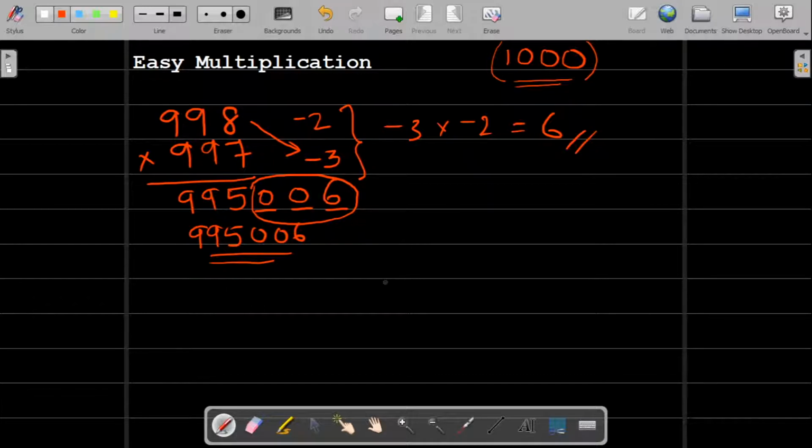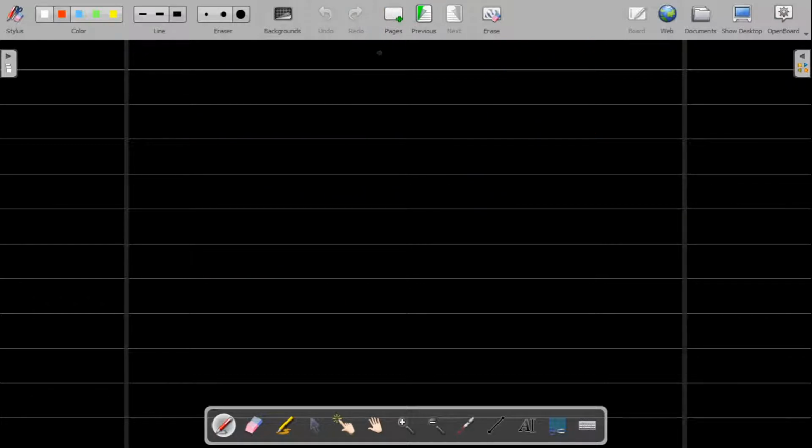Now let us take an example where my 3 digits are not very near to thousand. So second example is 976 multiplied by 982. So 976 is 24 less from 1000. 982 is 18 less from 1000, considering 1000 as my base reference.